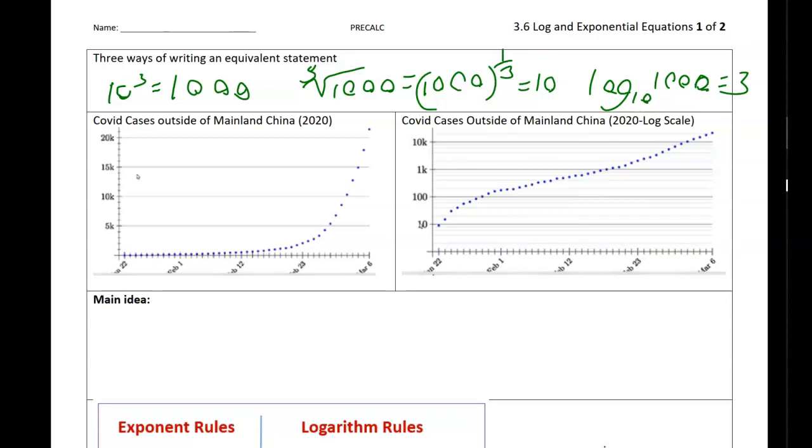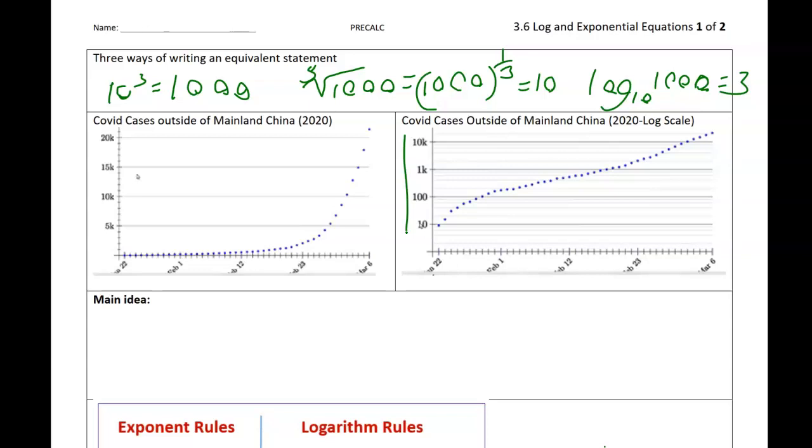So I have these graphs here in your notes that are graphs of COVID cases right at the very beginning of the pandemic in 2020. They're COVID cases outside of mainland China, as you can see. And I've presented this information two different ways. And what I want you to do is pay attention to the scale of each graph. So notice we're counting by 5,000 in one graph. And then the scale on the right-hand graph is a little bit different. So that's the interesting one that I want you to pay attention to.